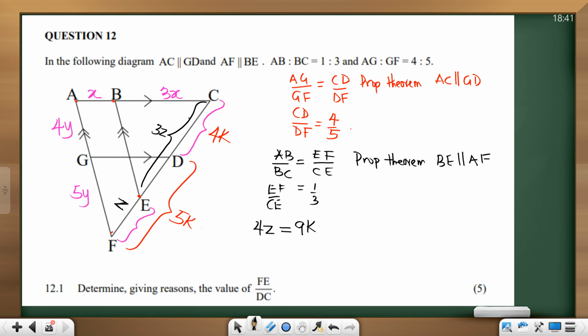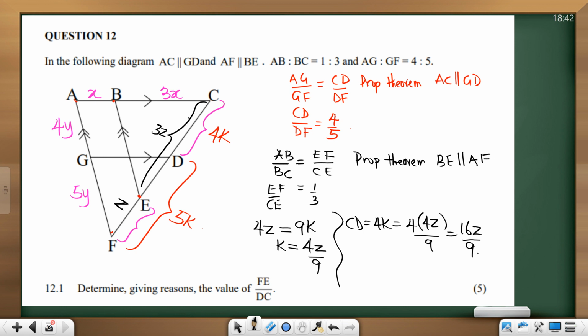Because I see that this is a Z. What do we do? No. We want to get rid of K. So we say K equals 4Z over 9. Does that make sense? Now, what does this mean? CD, which is equal to 4K, now becomes 4, but instead of writing K, what do we write? 4Z over 9. But what? 16Z over 9.